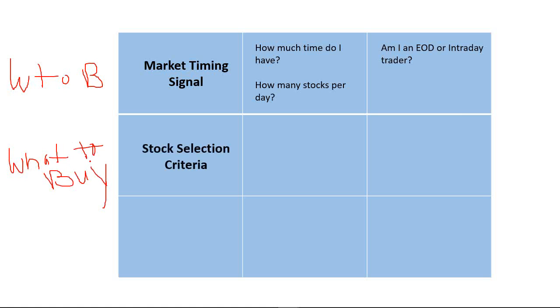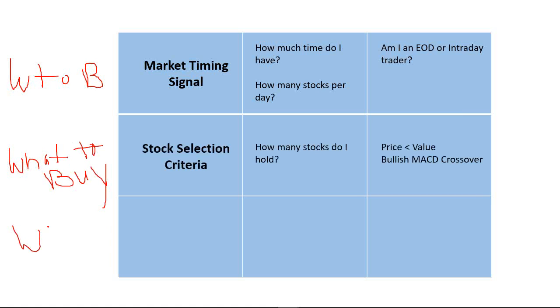What to buy. Okay, so here's your stock selection criteria. How many stocks am I going to hold? Number one, okay? And the criteria for those selections, again, may be price less than their value. I'm only going to buy stocks that are undervalued. I like technical analysis, so I might use a bullish MACD crossover in my stock selection process.